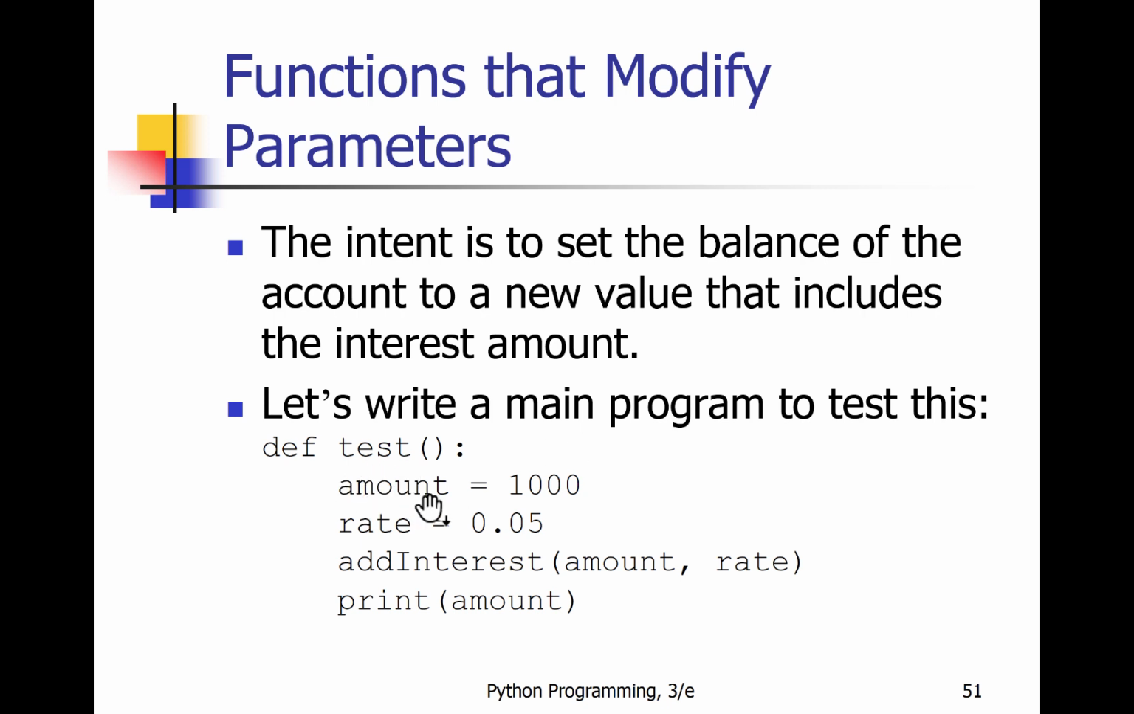So the code for test: we assign 1,000 to the amount, and a decimal fraction to the rate, 0.05. Then we call add interest, passing the amount and the rate, and then we print amount. Now, if this worked, amount would be 5% higher than 1,000. So what's that? 1,050.